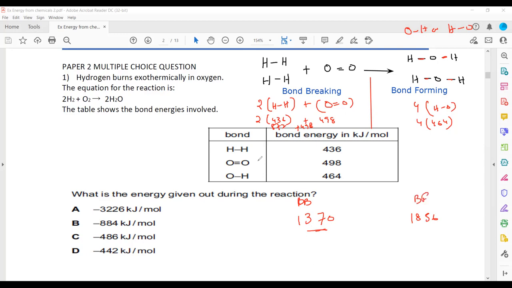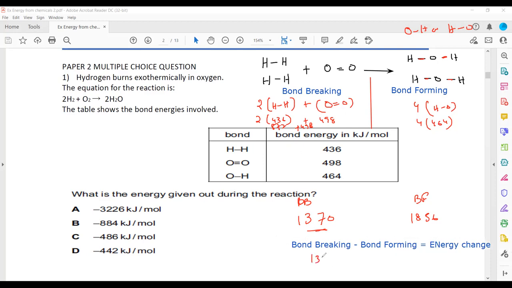We want to calculate the energy change. The formula to calculate the energy change is bond breaking minus bond forming. This will give us how much energy changes during a chemical reaction, or how much energy is absorbed or released. Absorbed when it is an endothermic reaction, and released when it is an exothermic reaction.